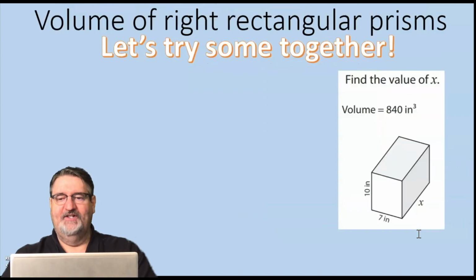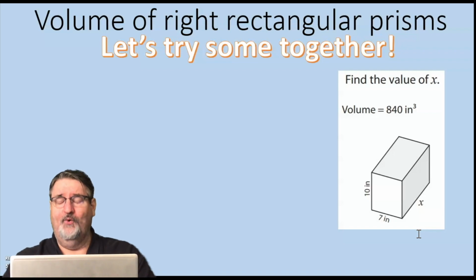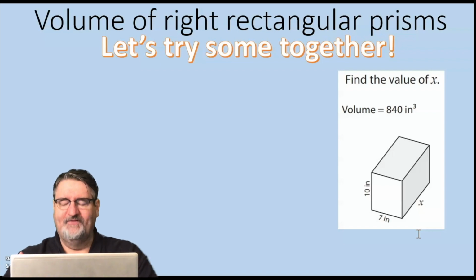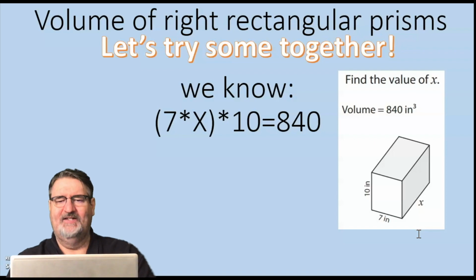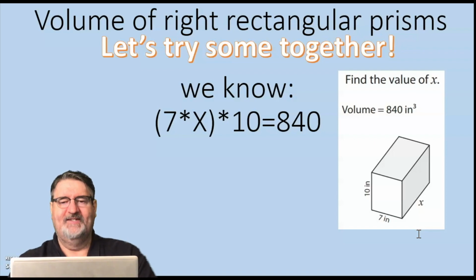All right, well, let's look at this one. Whoa, this one, they give us the whole volume, 840 inches cubed, and they give us the height of 10 inches. They give us one side as 7 inches, but that other side is X. Oh, man. Well, I remember that we have to multiply all these. So let's write that out first. We have the base, 7 times X times 10 equals 840.